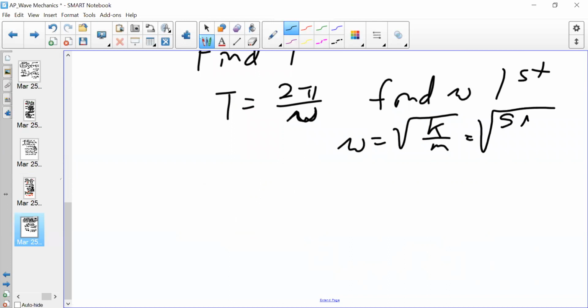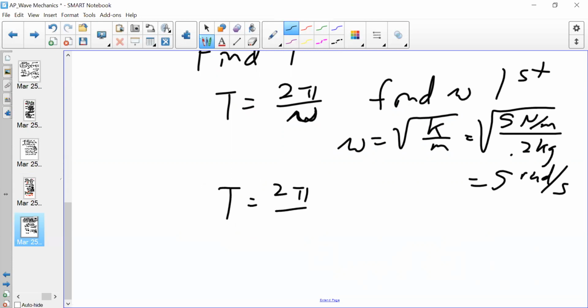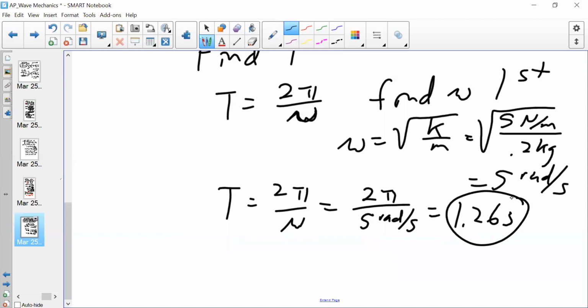So it's 5 newtons per meter. As you can see there, 5 radians per second. Then T is 2 pi over omega. And that's the period. That's how much time it takes to go through one cycle, as you know.